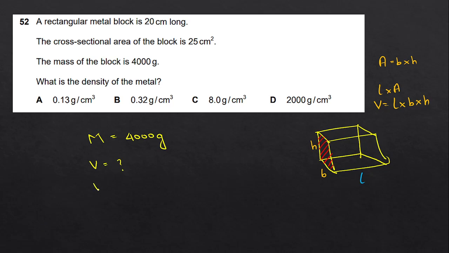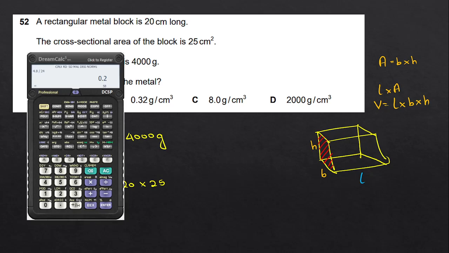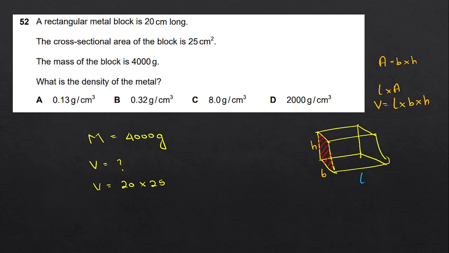So in our case, this volume will be equal to 20 times 25. Again, let's use our calculators. 20 times 25 is 500. So the volume is 500 cm cube.